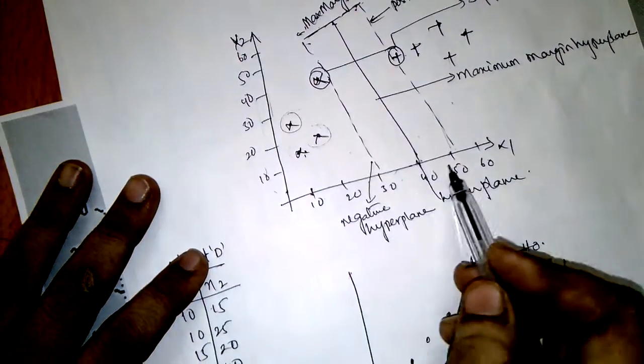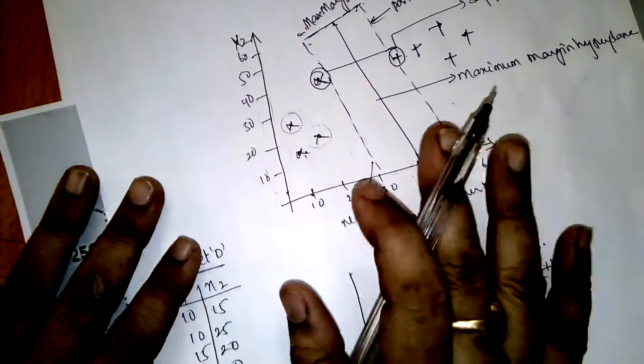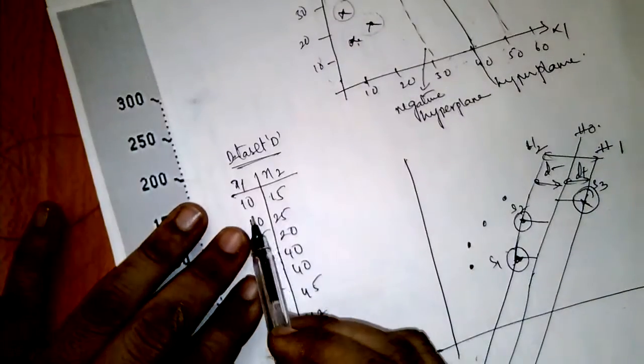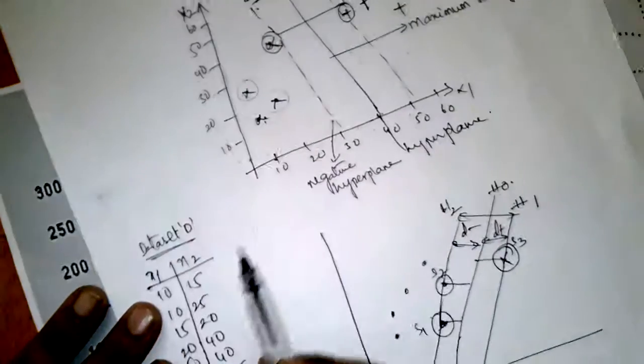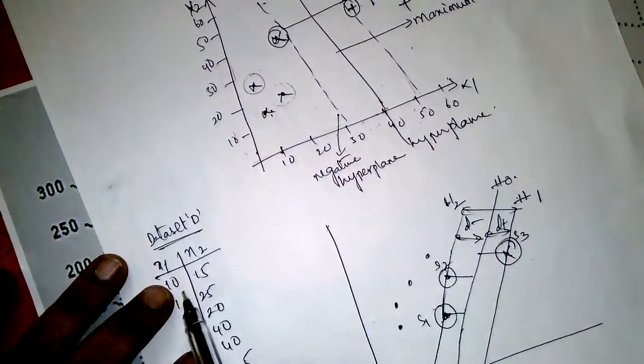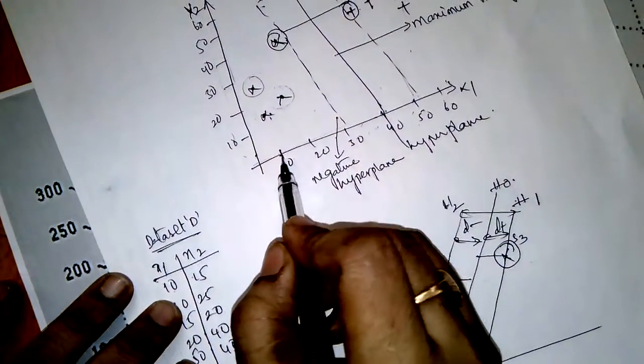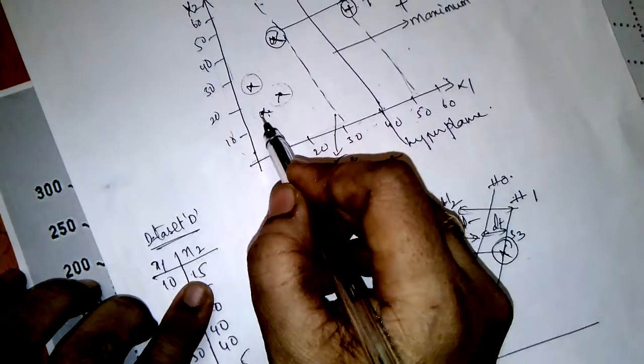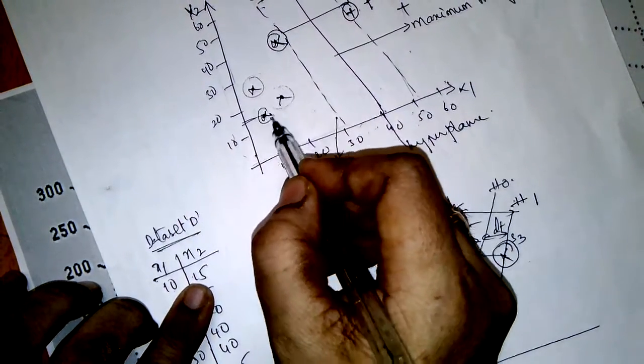These are the values which we are plotting. Now the input data for x1 is the x-axis and x2 is the y-axis. Now the input x1 is 10 and x2 is 15. So we are plotting here.